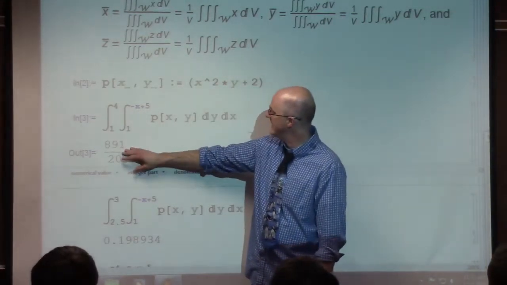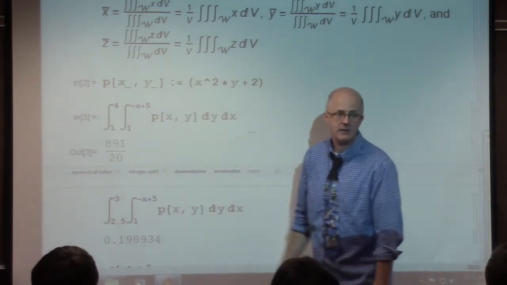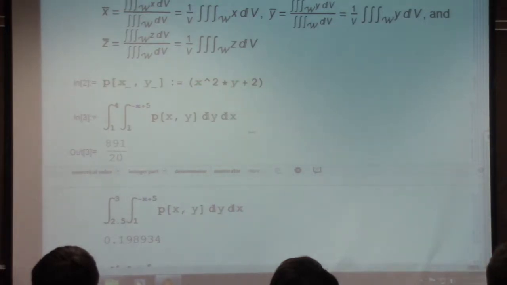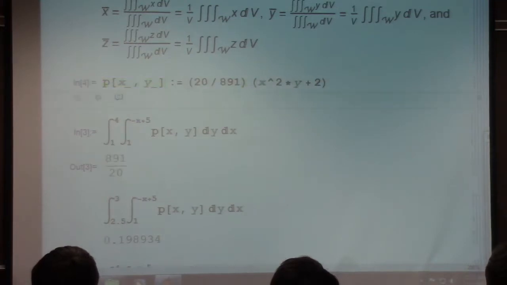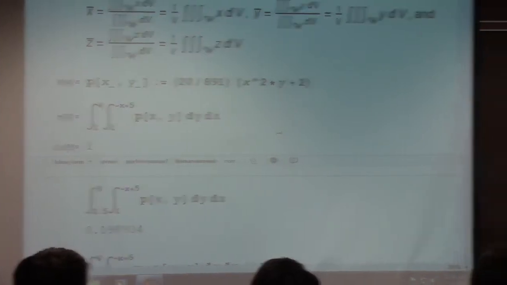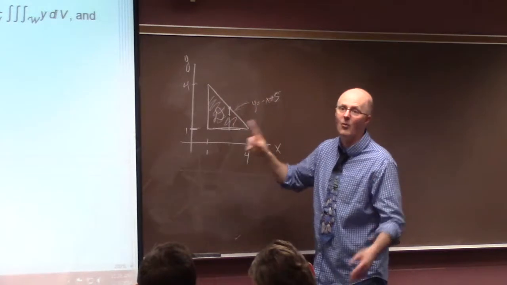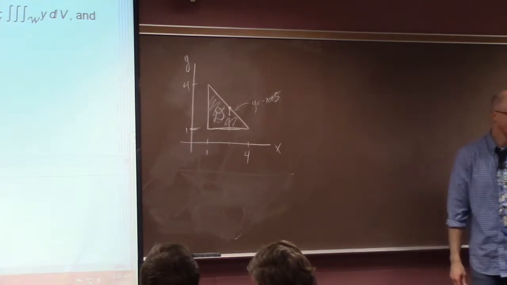Whatever this integral happens to be, take that value and take its reciprocal. In this case, that would be 20 over 891, and make that the factor in front of the original function we're trying. And now you will get a function that can represent a probability density function because the total volume under the graph is 1. Which again intuitively means that the chances of x and y being somewhere in the domain are 100%. 1 for the probability, 1 being equivalent to 100% chance.